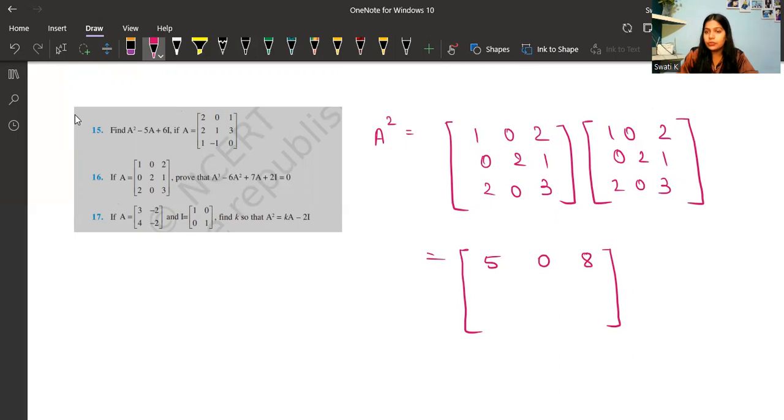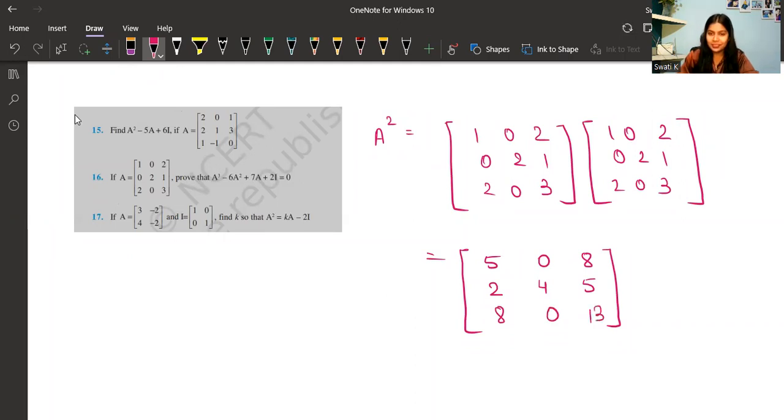Next is second row, first column. So 0, 0, and 2. Next we have 0, 4, 0. So it's 4. Next we have 0. 2 times 1 is 2. And then 1 times 3 is 3. So 2 plus 3 is 5. Next we have 2 times 1 is 2. Then 0 and then 6. So it is simply 8. Next we have 0, 0 and 0. Next we have 4, 0 and 9. So 9 plus 4 is 13.